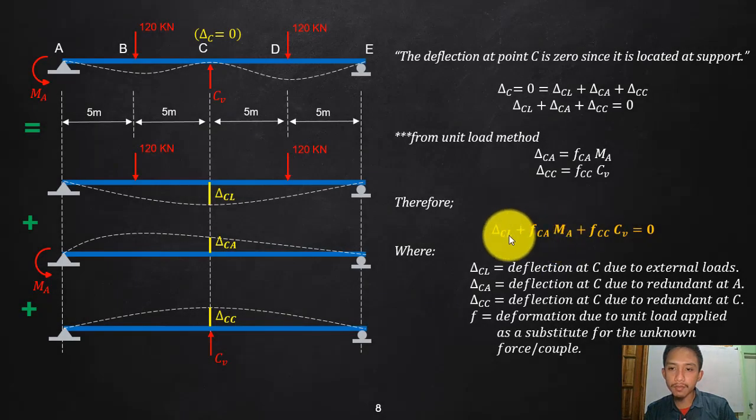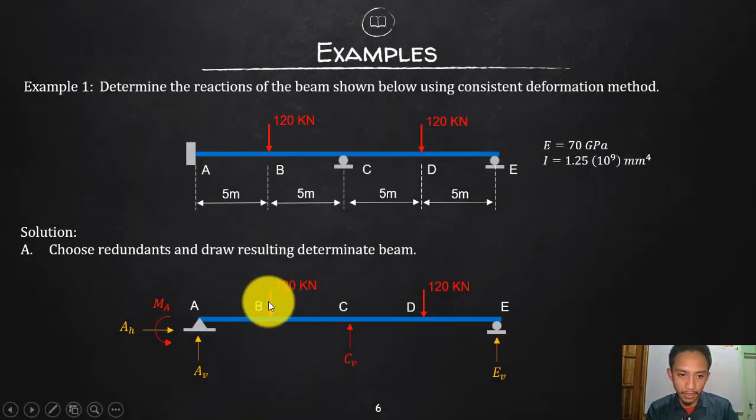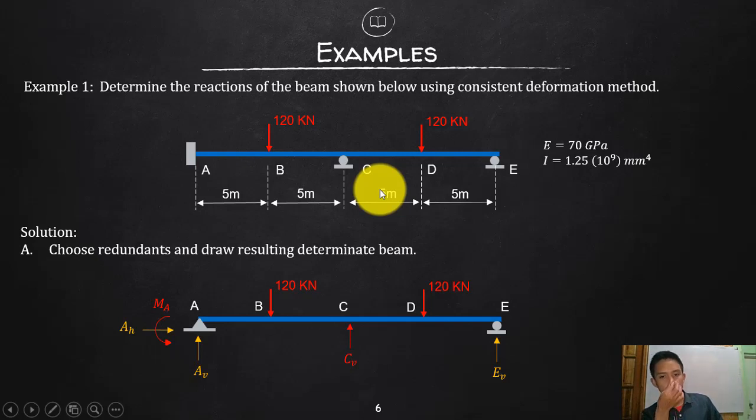So the unknowns in the two equations are actually your MA and CV. Your second equation is the same. This will be solved since your external loading is there. That will be solved since we will be assuming a unit load, and that will also be solved. So basically your unknowns in the second equation are MA and CV. Therefore, you have now two equations and two unknowns, MA and CV. You can solve MA and CV. Once we have MA and CV, go back here, apply them as loads, and we have now considered them as external loadings. Then we will be solving the reactions AH, AV, and EV. Then those will now be the resulting reactions of our original beam. Okay, so that is how we will be solving this.